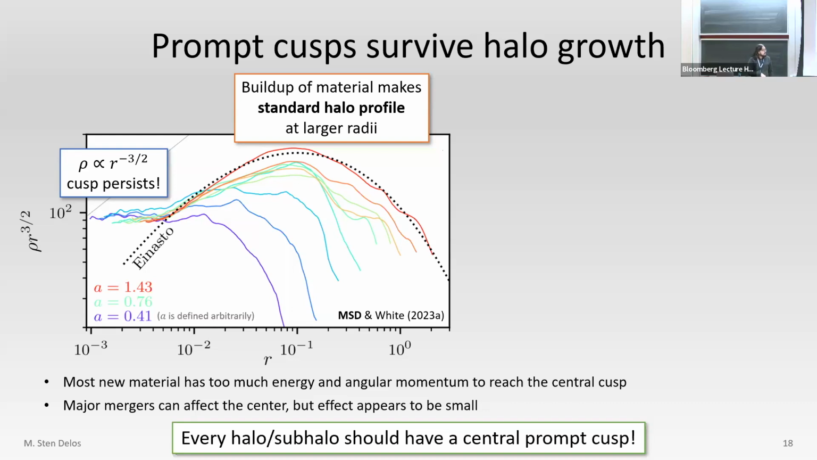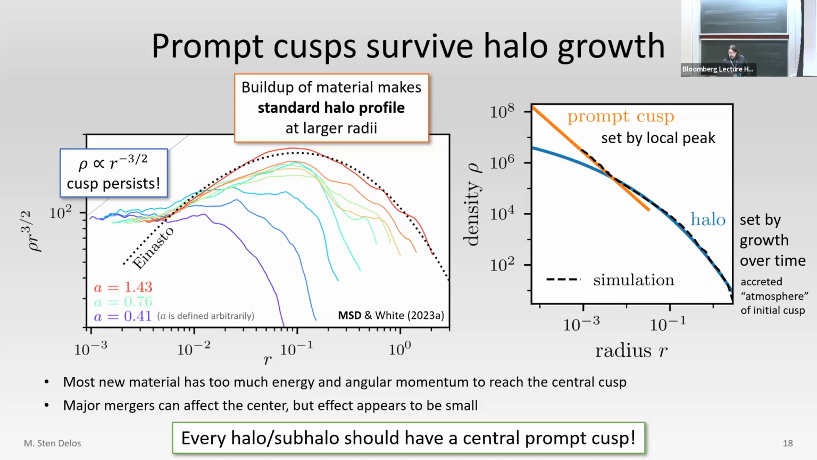still there. And this is actually not a surprising result, because what happens as halos grow is that most newly accreted material has too much energy and angular momentum to sink into the center of the system. This is why it's just building up the density at larger radii. Now, you can actually deposit material and potentially disrupt the center of your system with major mergers, but that effect turns out to be small in realistic configurations. And so the outcome is that we should expect that every halo and subhalo has a central prompt cusp.